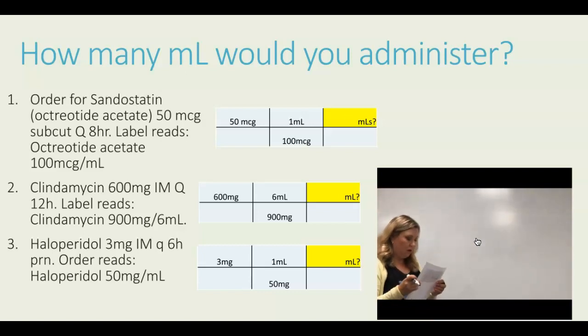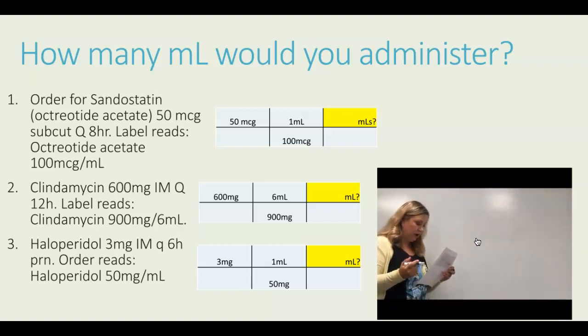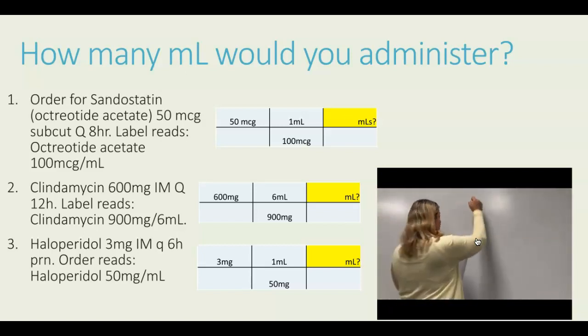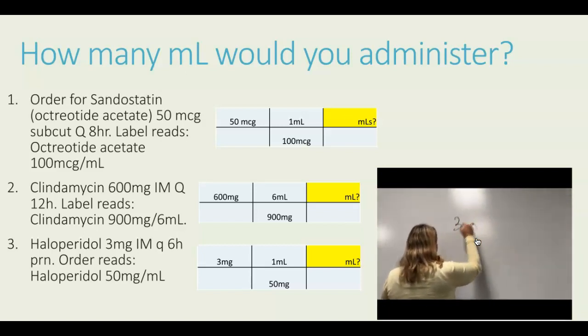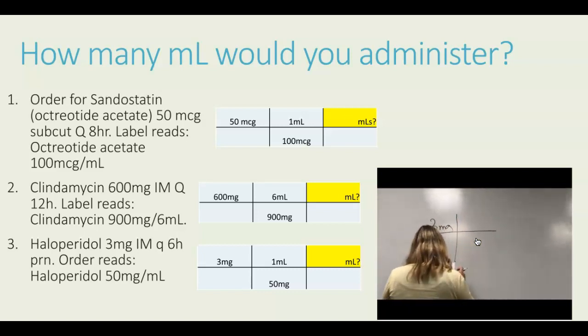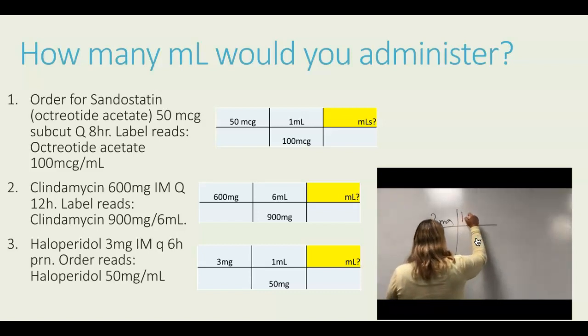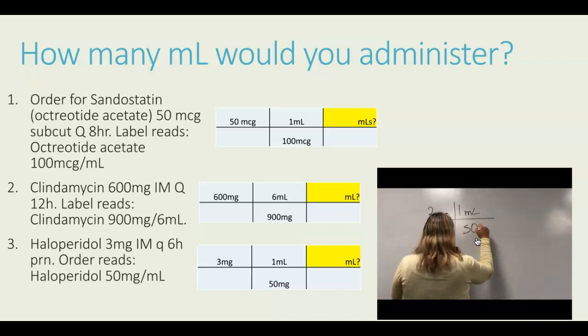Haloperidol, 3 milligrams IM every 6 hours. So the order reads for haloperidol 50 milligrams per mL. That's how it's supplied. So we are going to give 3 milligrams. So let's solve for that. We've got 3 milligrams. That's how our order reads. And it comes 50 milligrams per mL. 1 mL is 50 milligrams.